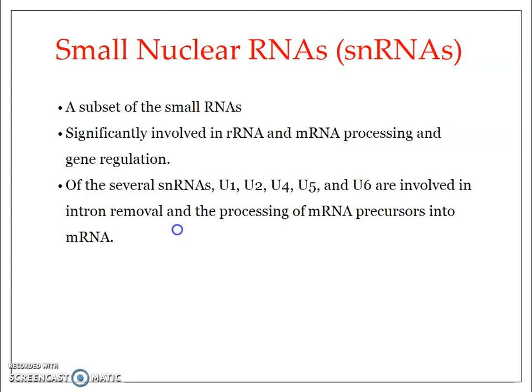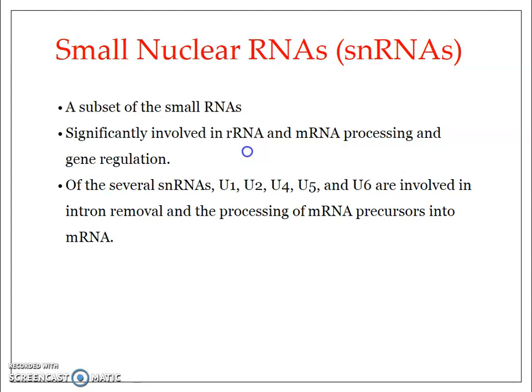Passing on to the next, minor RNAs. The first one is small nuclear RNA. Small nuclear RNA is a subset of small RNAs, a type of minor RNA. And what is its function? As the name suggests, a small nuclear RNA is present inside the nucleus, and it has a very important role in the processing of rRNA and mRNA.